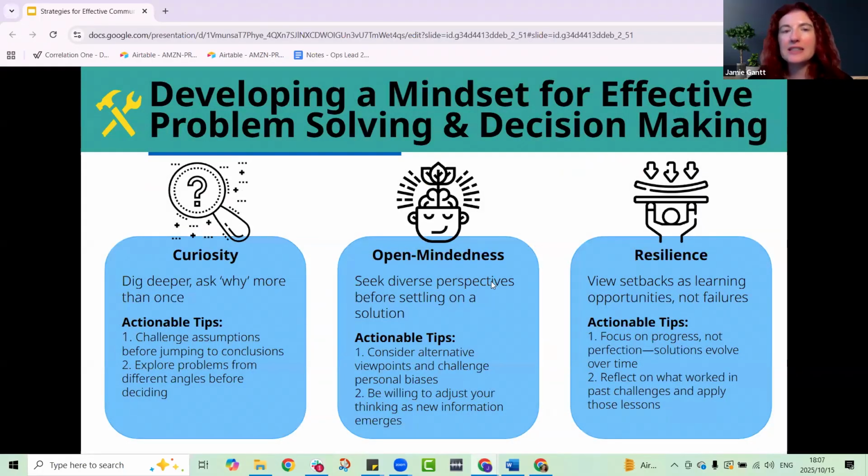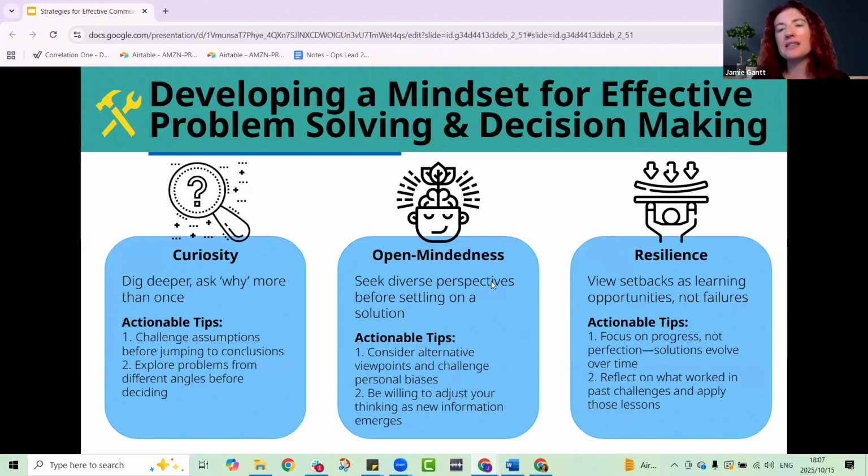Mindset for effective problem solving and decision making. We know growth mindset already, right? We talked about that a little bit with our feedback. We want to be curious, we want to keep an open mind, and we want to build our resilience. So being curious, always asking why, what makes it do that? Why this? Why that? Keep digging in, and then we want to challenge those assumptions. You've got the CHECK framework for that. Keeping an open mind, so consider alternative viewpoints. In fact, I love to invite contradiction. Tell me why I'm wrong. Tell me why this won't work. That's going to help you keep an open mind.